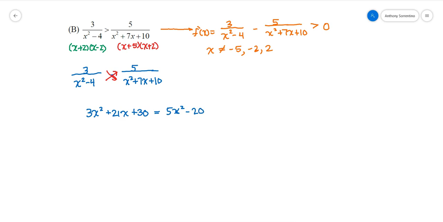Now I want to get this set equal to 0. So I'm going to subtract 3x squared from both sides, subtract 21x from both sides, and subtract 30. So when I do that, I get 2x squared minus 21x minus 50.